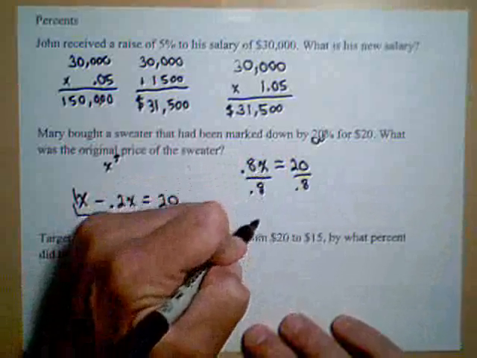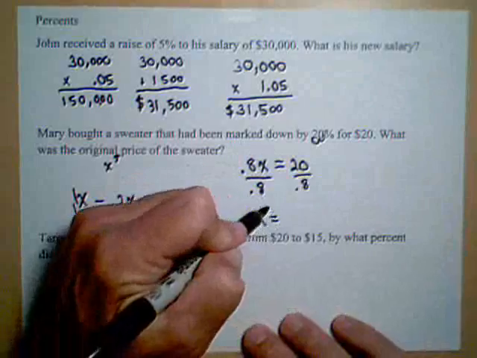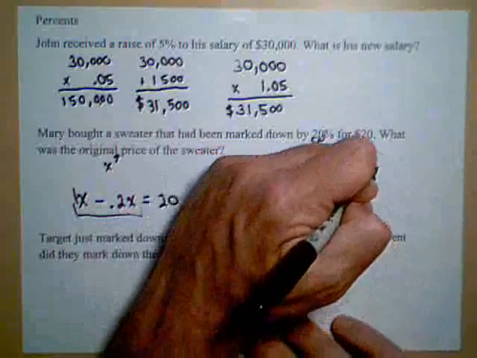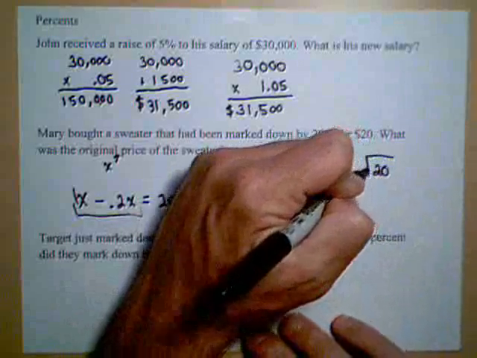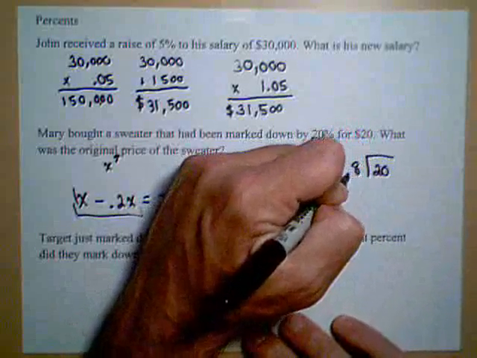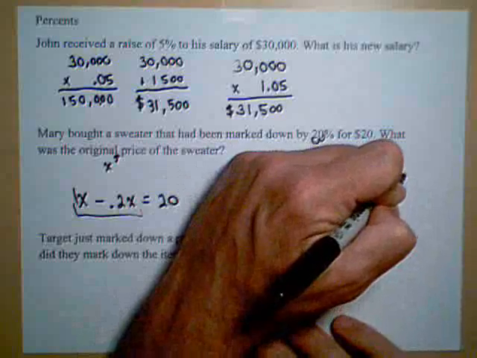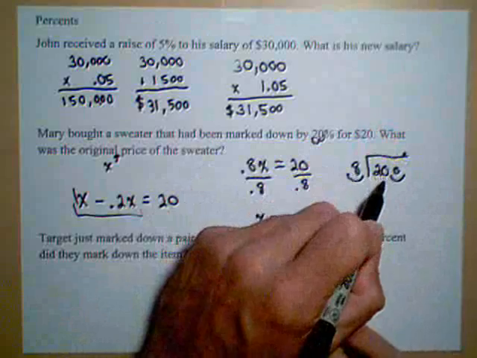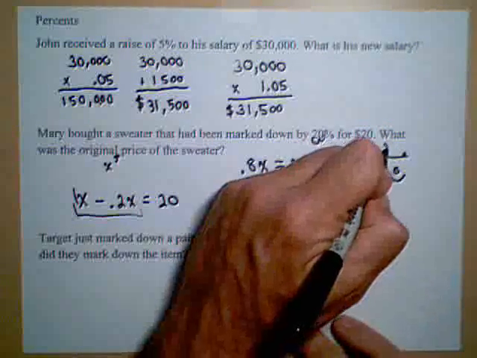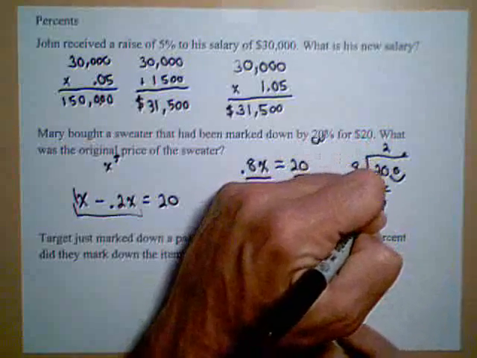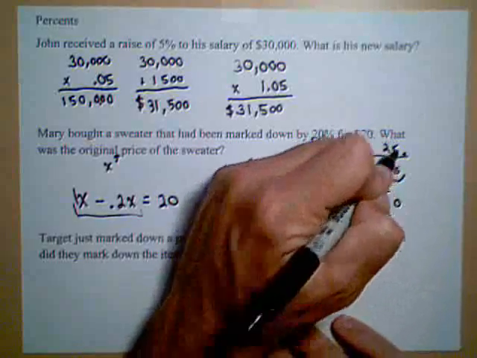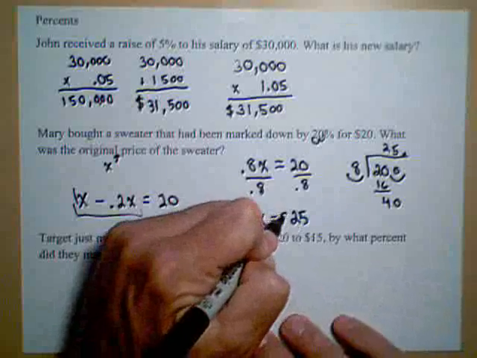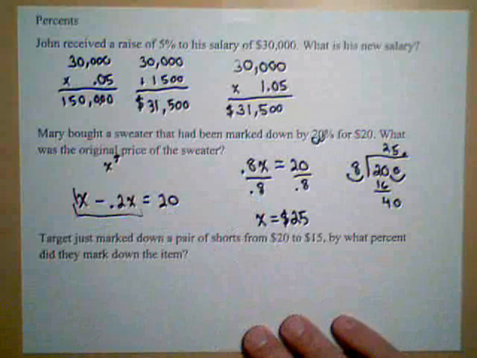Now if we do this, what you're going to get is X equals, okay, so if we want to look at dividing by a decimal for a little bit of practice, we have 20 divided by 0.8. Now we want to move that decimal point, so we move that decimal point there. Now 8 goes into 20 not evenly, but it does go in twice, which gives us 16. Leaves us with 45. So X equals 25, so $25 is the original price.